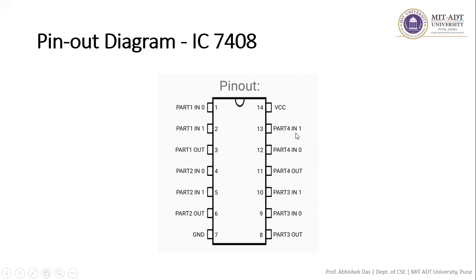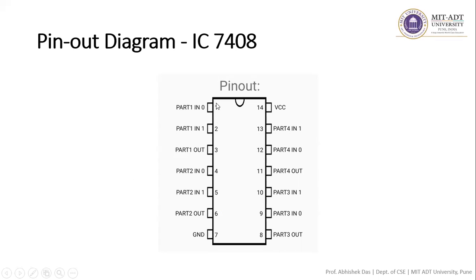And again for this side, pins number 12 and 13 will be the input, and pin number 11 will be the output. Again, pins number 10 and 9 will be the input, and pin number 8 will be the output. So this is how the AND gate works.